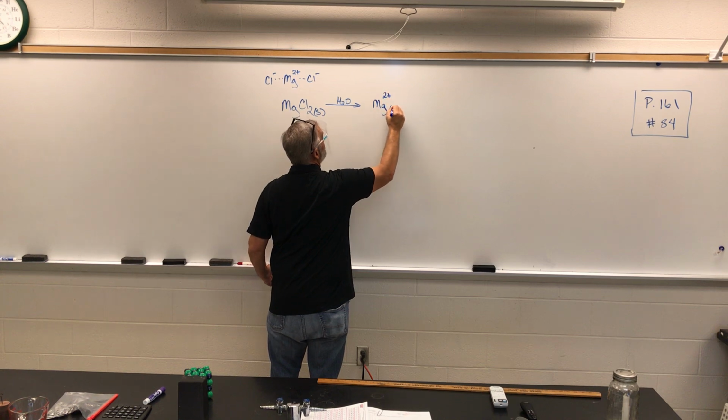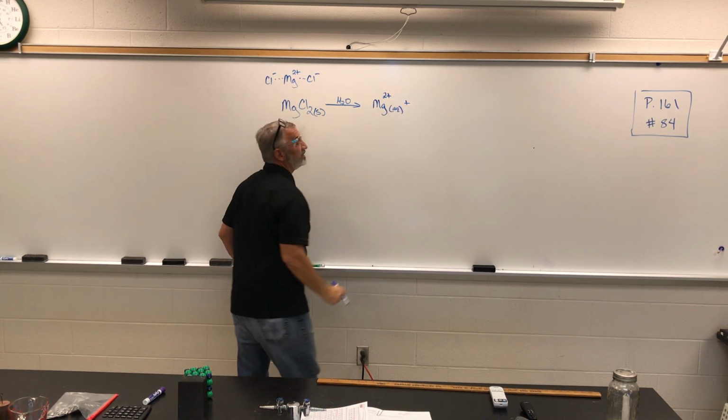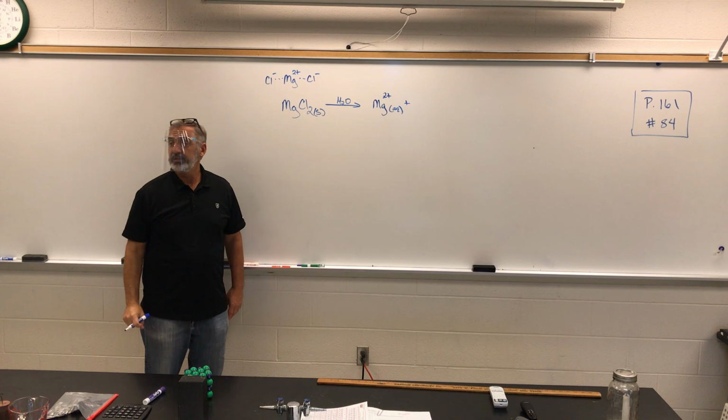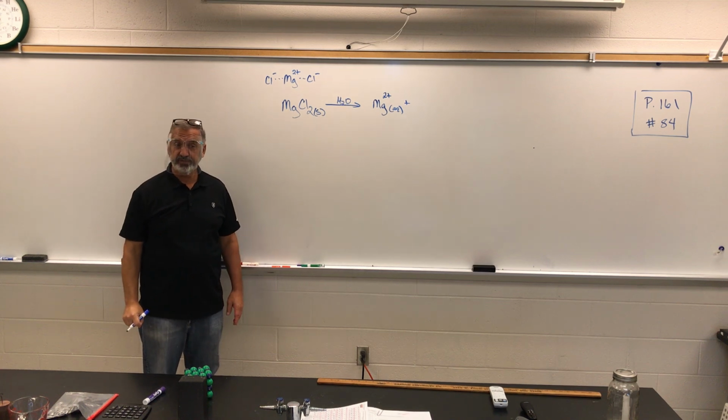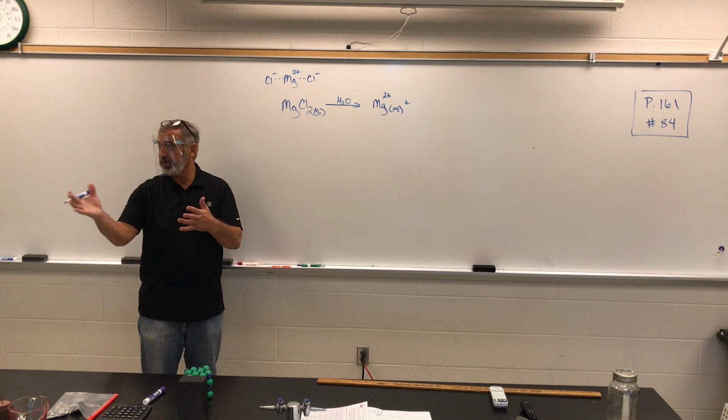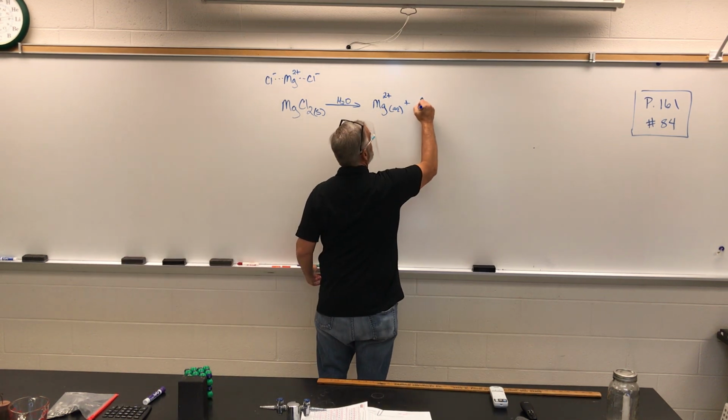Mg2+ and what? Plus chlorine. Is it going to be Cl2? No. Because what's the ion? Will two negative things bond together? No. So we're going to get, this is kind of like the short answer question, we're going to get two Cl-.